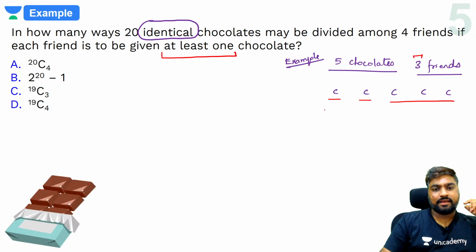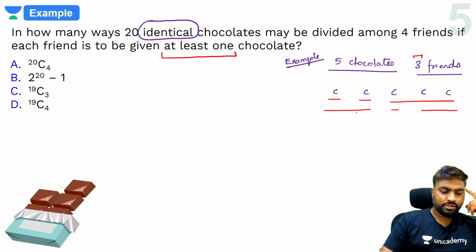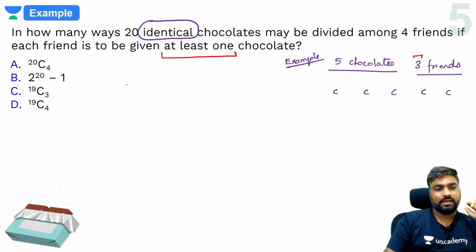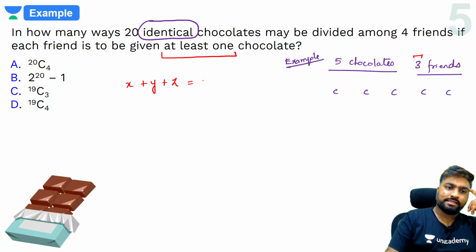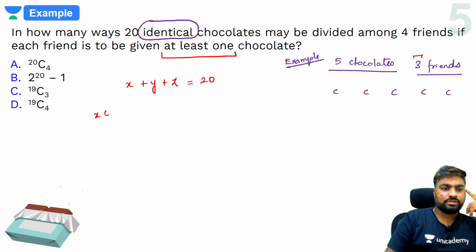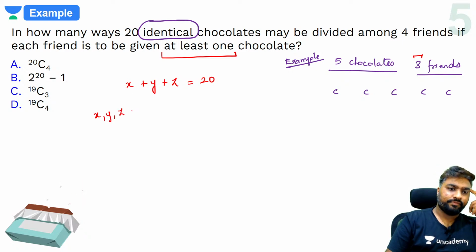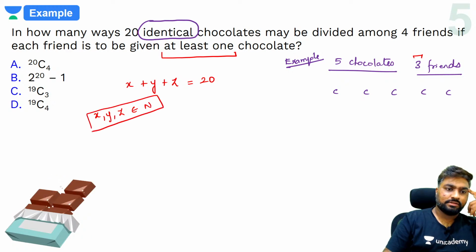Yes, I can say this is one group, this is one group, this is one group. So what are we basically doing? We are basically finding 3 numbers, x plus y plus z, whose sum is 20. What's the condition? x, y, z have to be integers greater than 0. So x, y, z have to be natural numbers. Does this make sense?